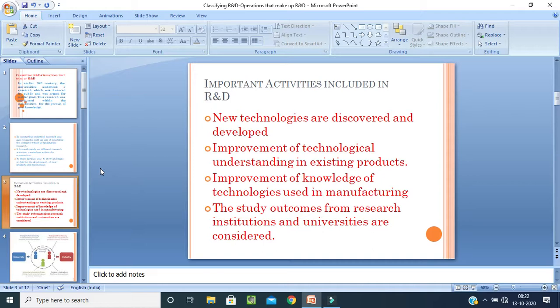And improvement of technological understanding in existing products. Whatever the existing product is in the market, you can improve it with new technologies which will be understood easily.